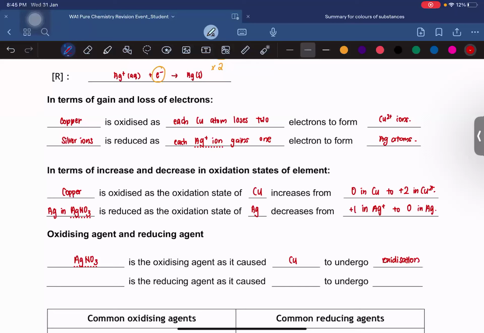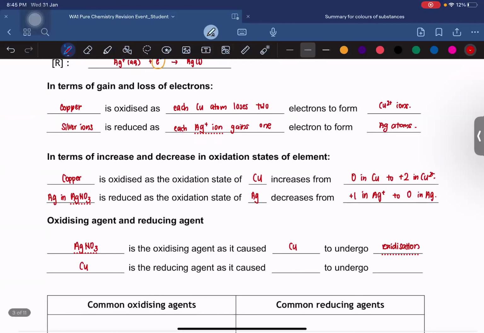Then who is the reducing agent? Copper. So copper is the reducing agent as it causes silver nitrate to undergo reduction. Understand? Okay, guys. Okay, good.